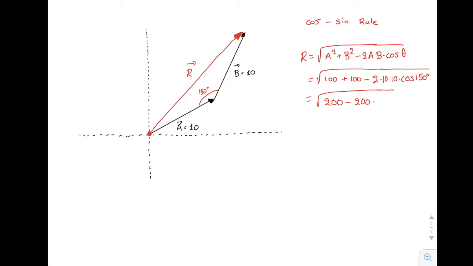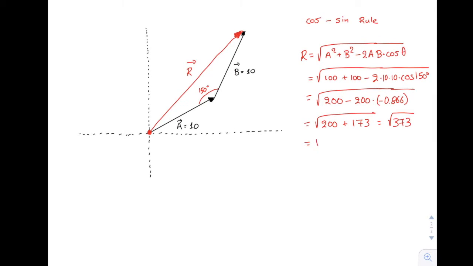And of course, if we do the calculations, this will be equal to the radical of 200 plus 200 times 0.86. This is around 373. So this is equal to the radical of 373, and the resultant vector will have a magnitude of around 19.3.